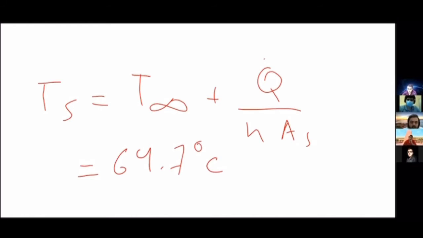Well, just to be clear, they're asking for the temperature of the surface, the temperature of the aluminum surface. Yes, they're asking for the temperature of the aluminum surface. And what we did was calculate the total heat generated first, then we calculated the temperature using the rate of heat. Yes. Yeah, okay.